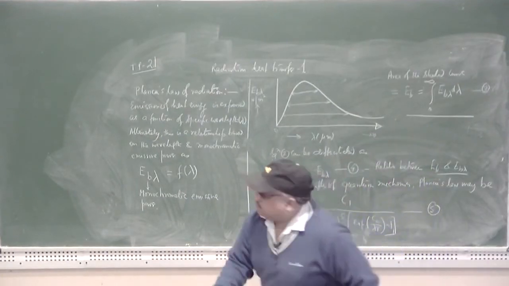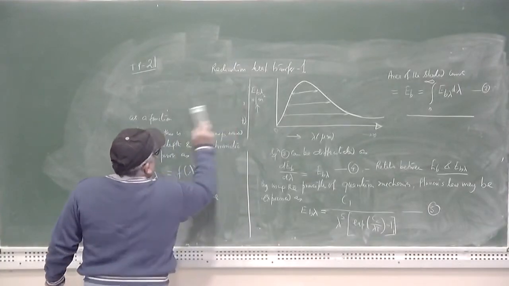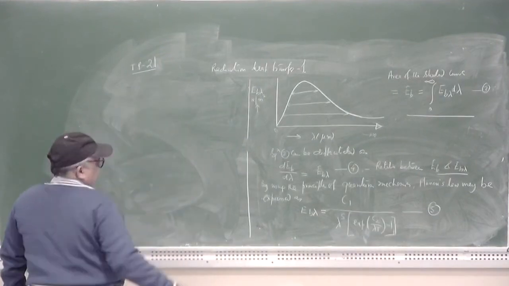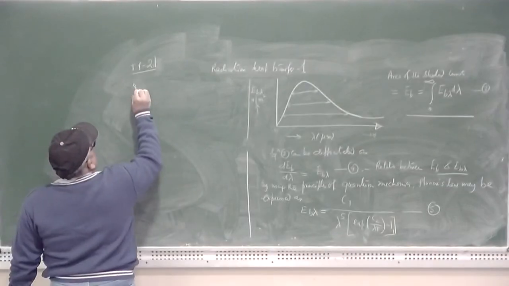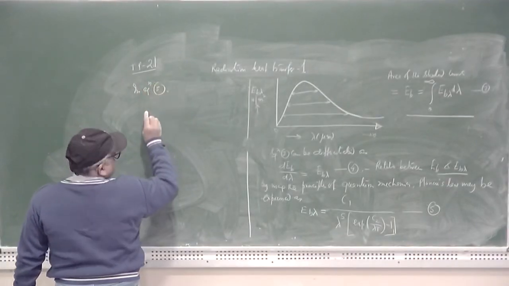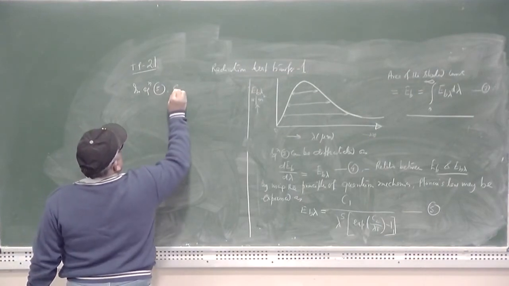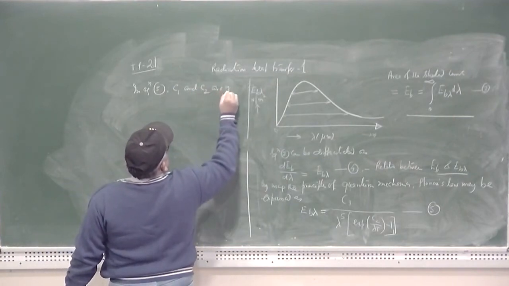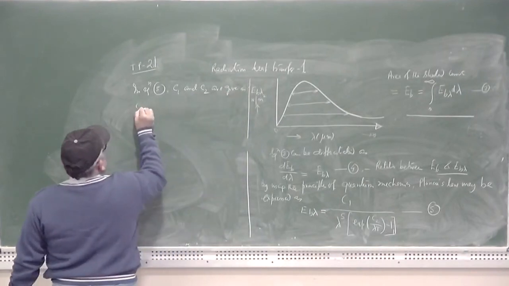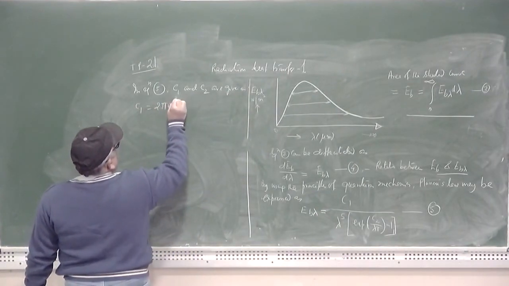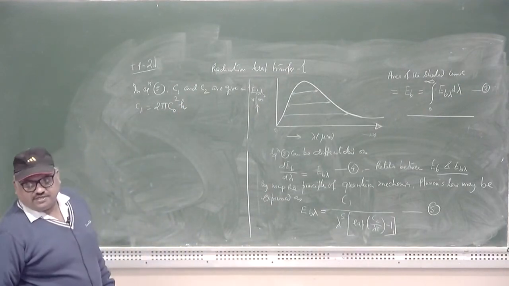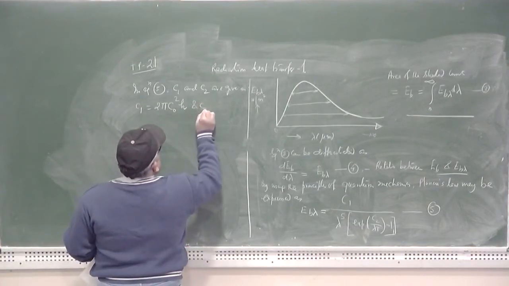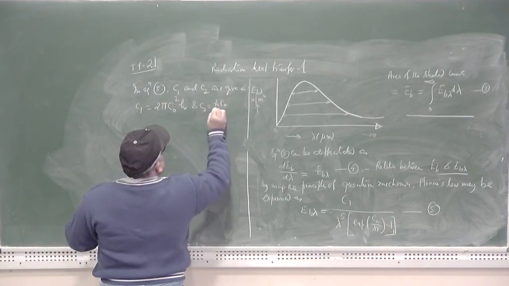With reference to equation number 5, C1 and C2 are given as C1 is equal to 2π C0 square into h. h is the Planck's constant here. And C2 is equal to h C0 by k.